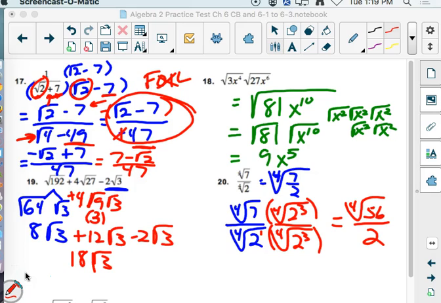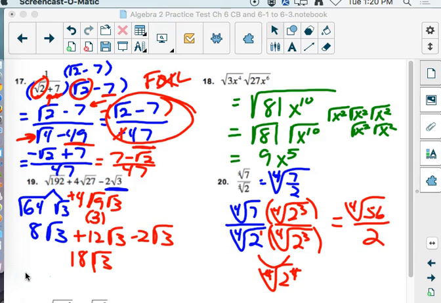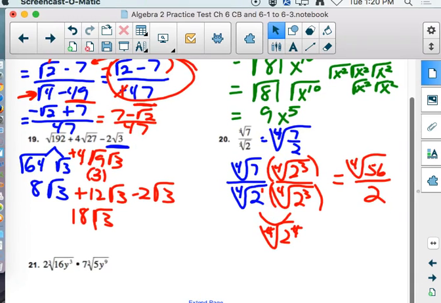And then you could check and see. 2 to the 4th is 16. 56 is not divisible by 16. And you could try 3 to the 4th, and you're going to see, well, that's already too big here. That's not going to work. So 4th root of 56 over 2. Because technically, this is the 4th root of 2 to the 4th, and these are inverses of each other, so they will drop out.